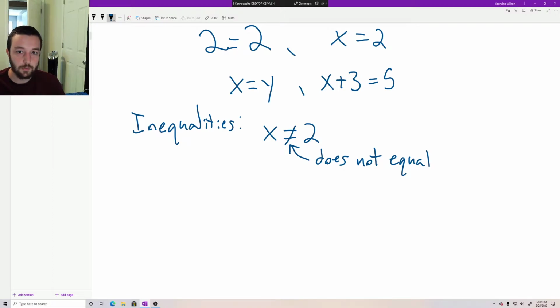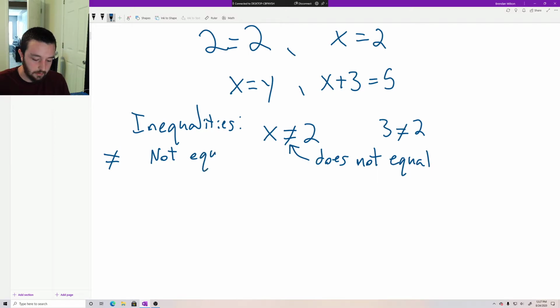So it's an equal sign with a line through it. We could say 3 does not equal 2. Okay, and we know that's true because 3 doesn't equal 2. They're different numbers. So there's the not equal. Okay, so let's make a little chart here.